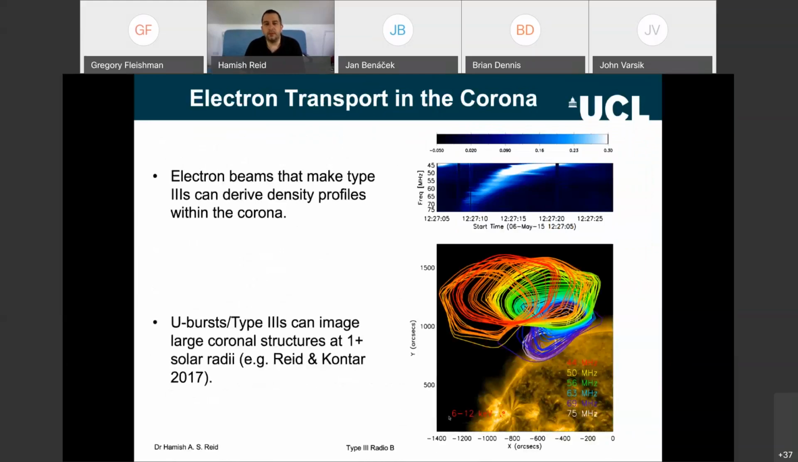So the electron beams that make Type 3 bursts can be used to derive the kinetics of the electron beams themselves and also the background plasma. So the process is the electron beams become unstable and generate Langmuir waves in the background plasma. And it's these Langmuir waves that then interact and produce the radio emission. And because of this, you're able to identify not just, as I said, the kinetic properties of the electron beams, but the coronal structures that the electron beams are traveling along.